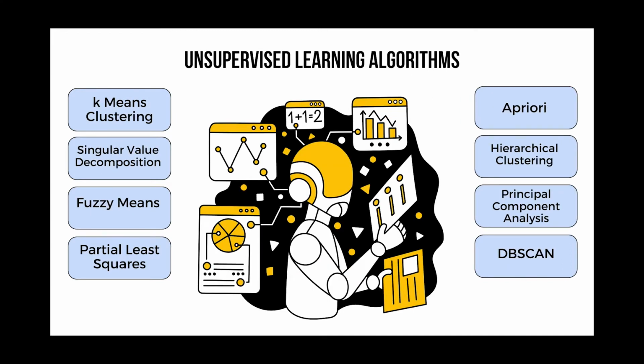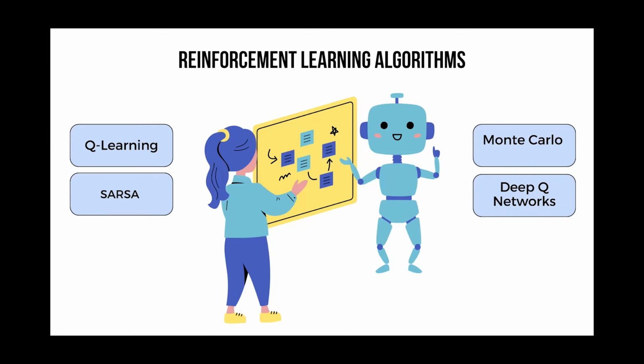For unsupervised learning, some of the widely used algorithms are k-means clustering, singular value decomposition, fuzzy means, partial least squares, a priori, hierarchical clustering, principal component analysis, and DBSCAN. Similarly, there are so many other algorithms that can be used for unsupervised learning. And some of the important reinforcement learning algorithms are Q-learning, SARSA, Monte Carlo, and deep Q networks.